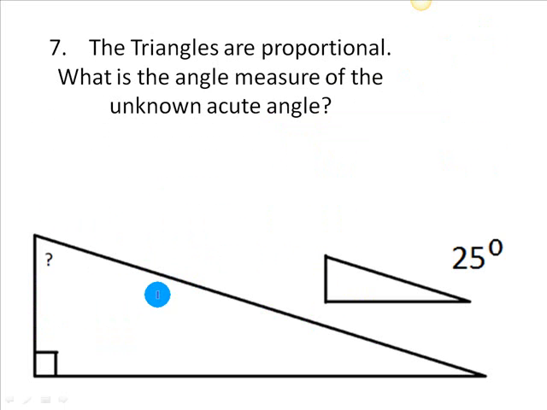These triangles are proportional. What is the angle measure of the unknown acute angle? Click on the stop sign. Okay, let's see how you did.